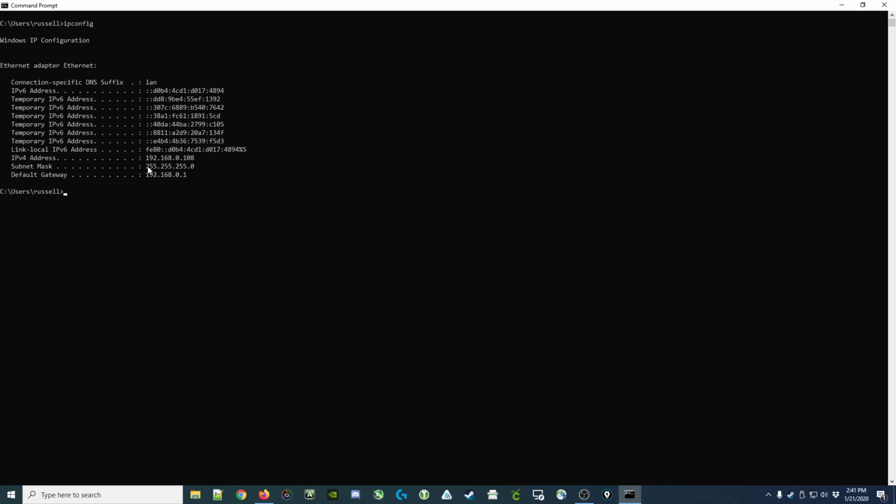One is a subnet mask, which is something we use to identify what other computers are on the same subnetwork. It also shows us the default gateway. This is the computer or device that we send messages to when we want to contact a computer that's outside of our subnetwork.